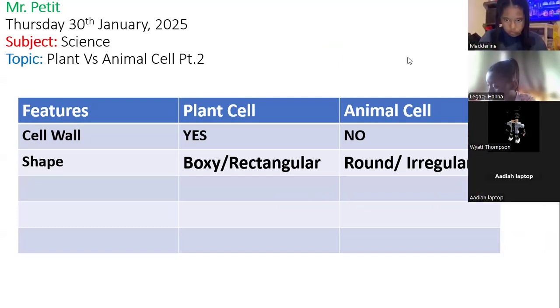And Adaya, are you writing this down, Adaya? No, sir. You have to write this down, Adaya. Are you looking for something to write it down with? Okay. The cell wall. Wyatt, how would we describe the cell wall?